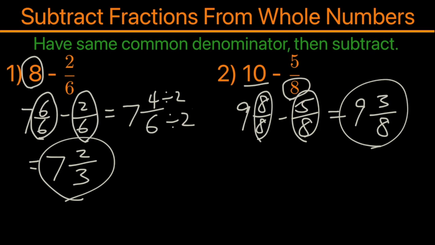So these two are examples of how you would subtract fractions from a whole number. You need to first make sure that you have the same common denominator and then subtract. You can do so by converting the entire whole number to an improper fraction and then proceed with the subtraction. Or you can first convert the whole number to a mixed number, then proceed with the subtraction. Either way, the answer will come out the same.